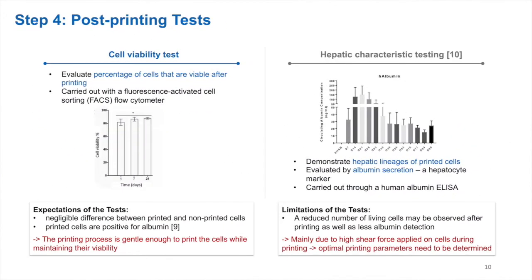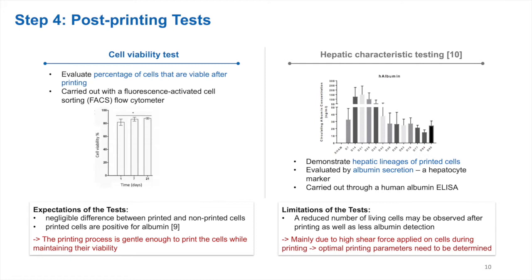Cells that undergo 3D bioprinting are subjected to some level of stress during deposition. Thus, investigations of the viability and biological functions of the printed cells are required using a cell viability test with a fluorescence-activated cell sorting flow cytometer. Moreover, the hepatic characteristic of iPSC-derived hepatocyte-like cells is evaluated by albumin secretion through a human albumin enzyme-linked immunosorbent assay.